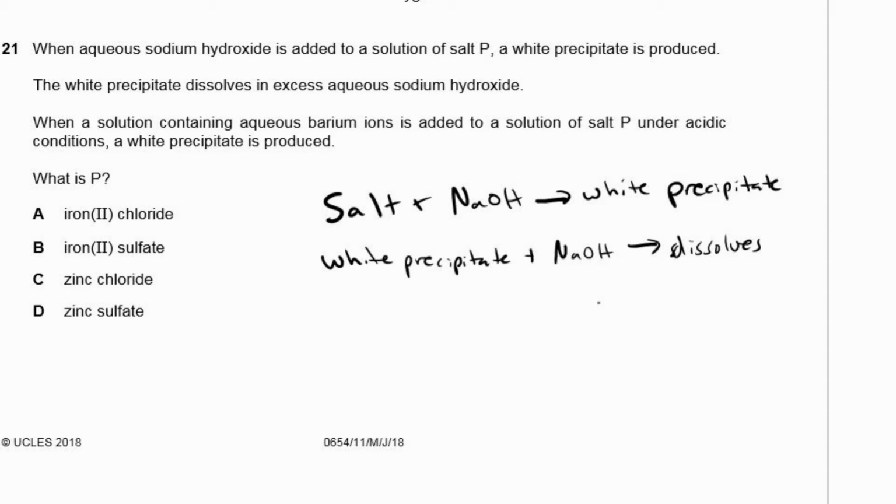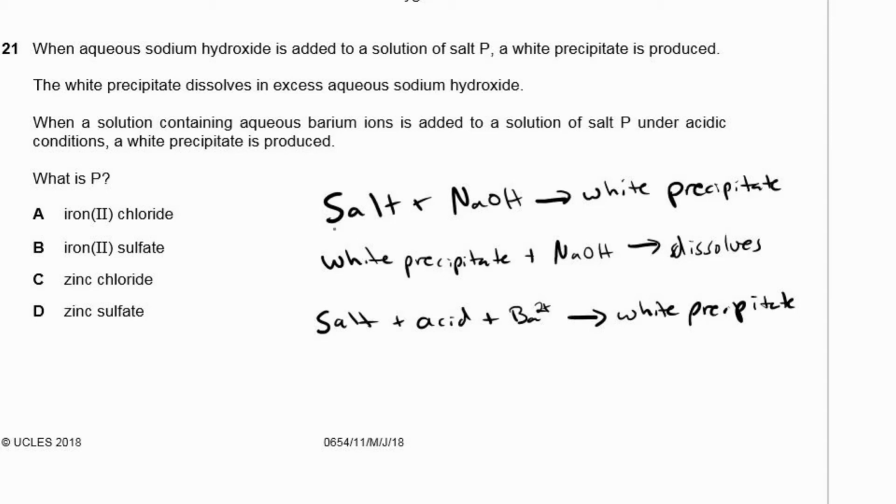Okay. When a solution containing aqueous barium ions is added to a solution of salt P under acidic conditions, so we have salt plus acidic conditions plus barium 2+ ions. What happens? A white precipitate is produced. It produces another white precipitate. Okay, so what is P?